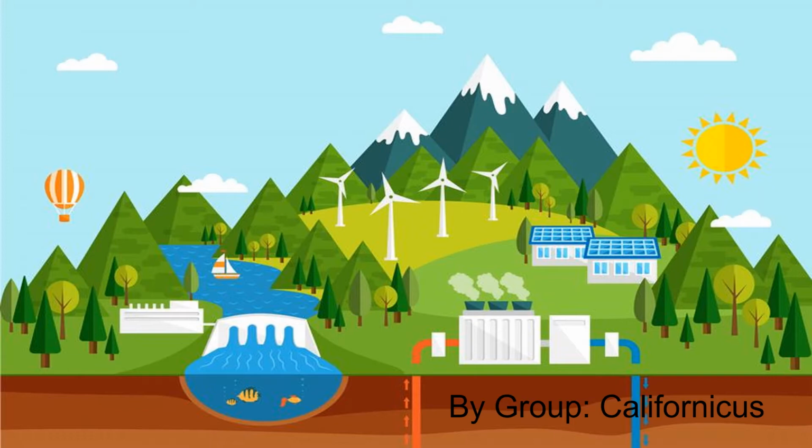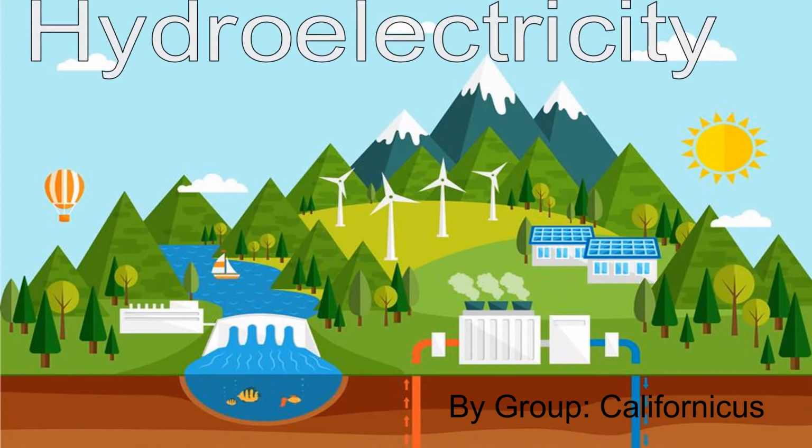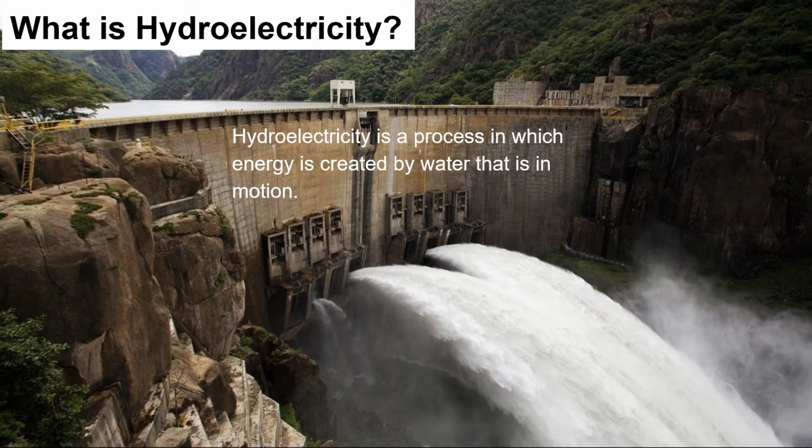Discussing hydroelectricity. One of the biggest things about hydroelectricity is that it is a form of renewable energy. But y'all may ask, what is hydroelectricity? Hydroelectricity is a process in which energy is created by water that is in motion. The picture in the background is a dam in Africa. We will discuss what kind of facility this is and how it works.